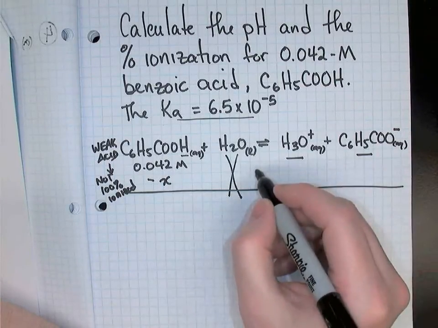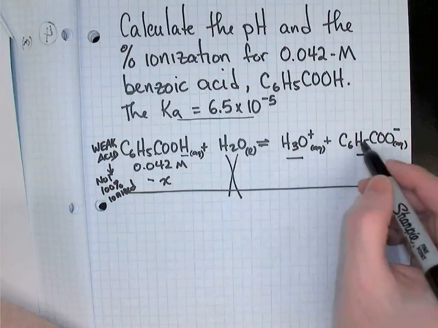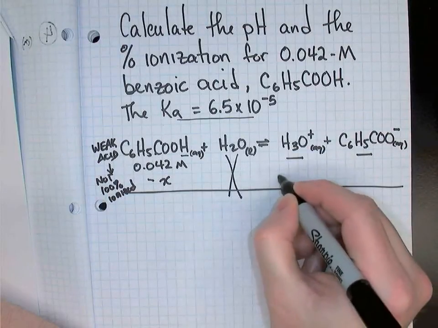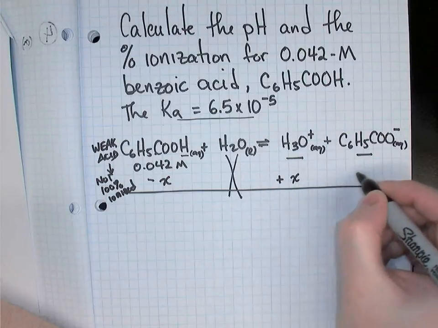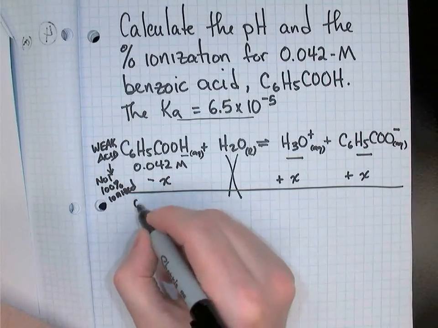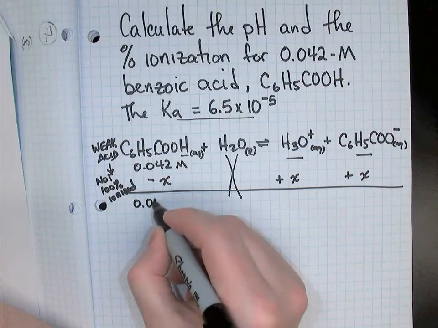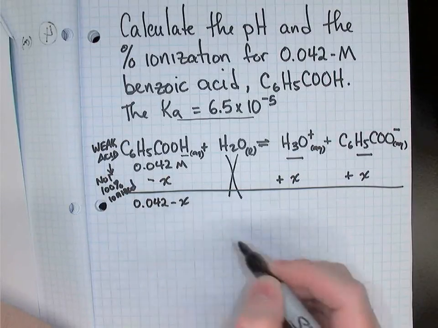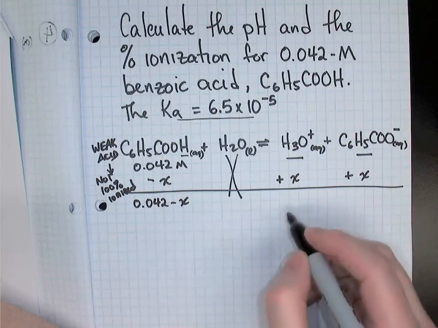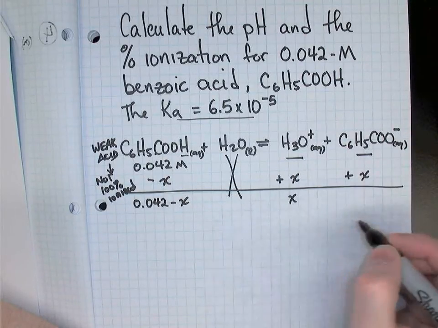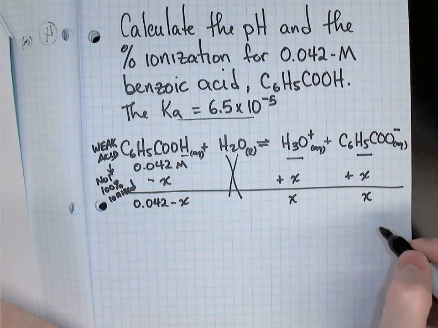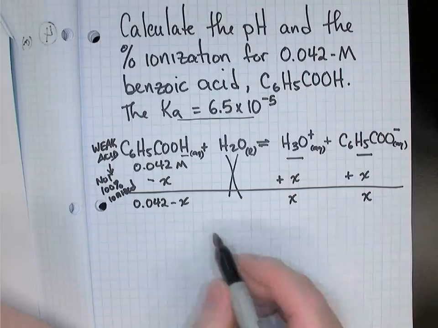Now, the ratio in the equation is 1 to 1 to 1. The coefficients here are all 1s. So if the acid lost X, there must be gain X for hydronium, and you gain X for benzoate. So that means at equilibrium there will be 0.042 take away X, the concentration of the benzoic acid that did not dissociate. And then you'll have X, the concentration of hydronium, and X, the concentration of benzoate, the conjugate base.